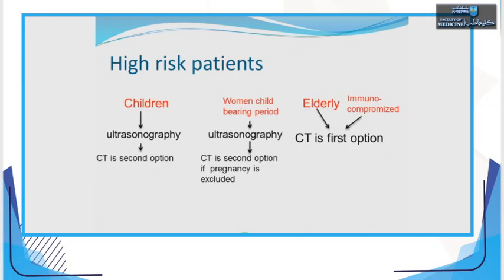In high-risk patients, situation differs. High-risk patients: children, women in childbearing period, elderly, immunocompromised. In children, we use ultrasonography. CT is the second option. Women in childbearing period, we use ultrasound. Here, you don't use the CT, you use MRI. In elderly, immunocompromised patients, you go for CT as the first option.